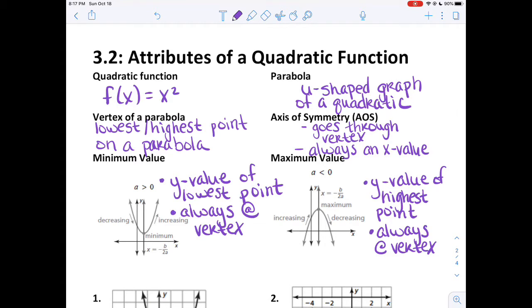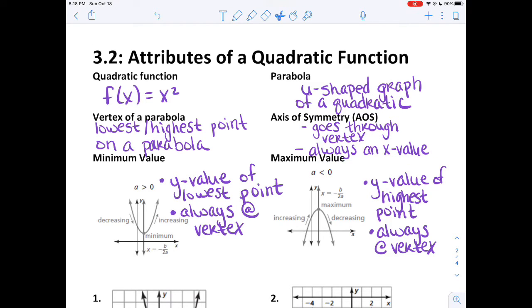All right, I want to reiterate a few of the definitions that we went over last time, but I just want to make sure that you remember these. So the quadratic function, in its most basic form, the parent function, is f of x is equal to x squared. We call that shape a parabola. So it's a U-shaped graph of the quadratic function. Our vertex is either the lowest or highest point on the parabola, and we'll talk about both of those today. And then finally, our axis of symmetry, which is always an x value and goes through the vertex.